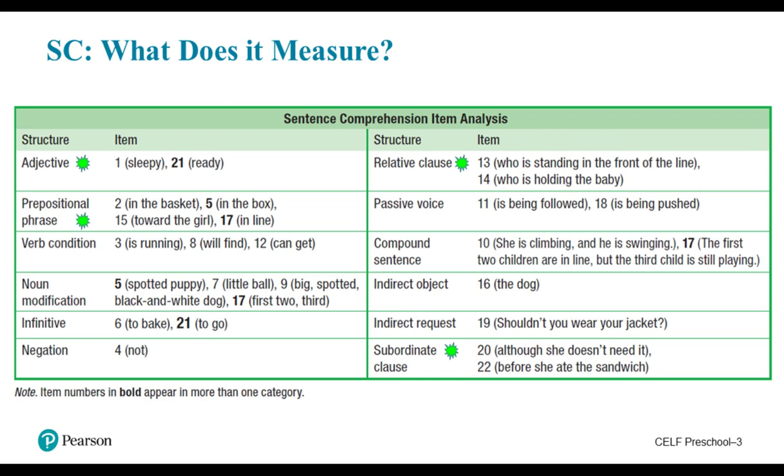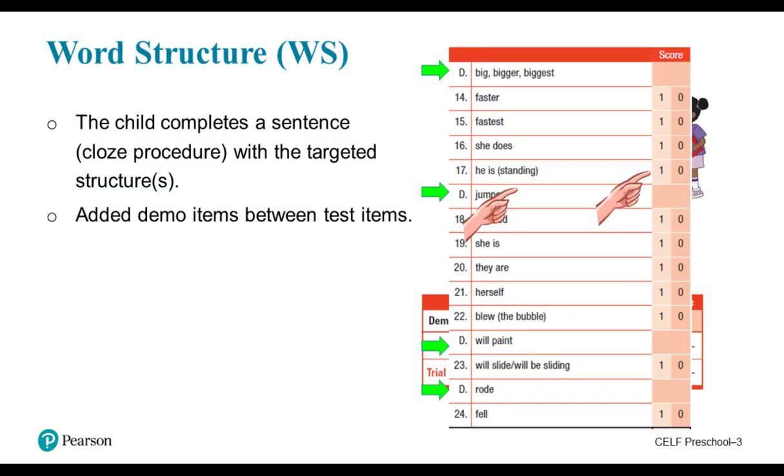So the item analysis section will allow us to identify the types of errors that the child is making. So when we think about sentence comprehension, for example, what are the types of sentence structures with which the child is struggling? So here, for example, maybe the child is struggling primarily with adjectives, or maybe with prepositional phrases, or maybe with relative clauses, or maybe with subordinate clauses. So again, once we're able to identify the types of skills with which the child is struggling, we're able to more adequately identify interventions that would be appropriate.